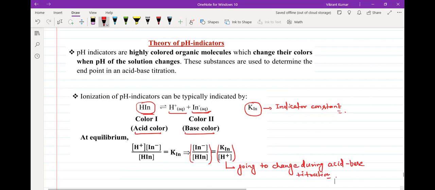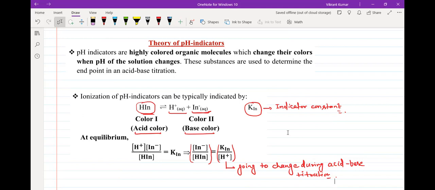Now, how is this working, or what type of color are we expecting from it? Because it involves the H plus in the reaction itself, first thing we have already decided that when the pH changes, H plus in the solution will change. So the ratio of the base to acid is going to change and that is going to change the color. That means the extent of ionization of the indicator will depend on the pH of the medium.